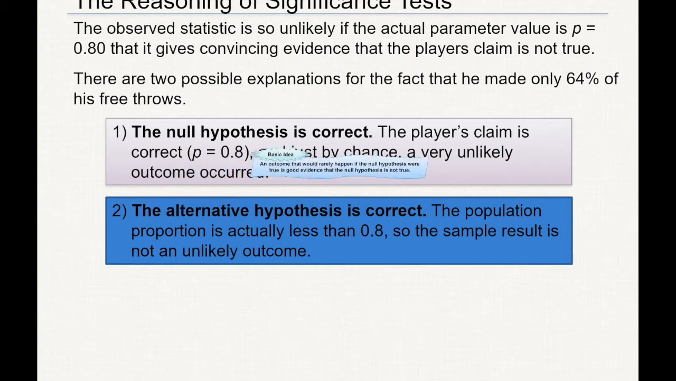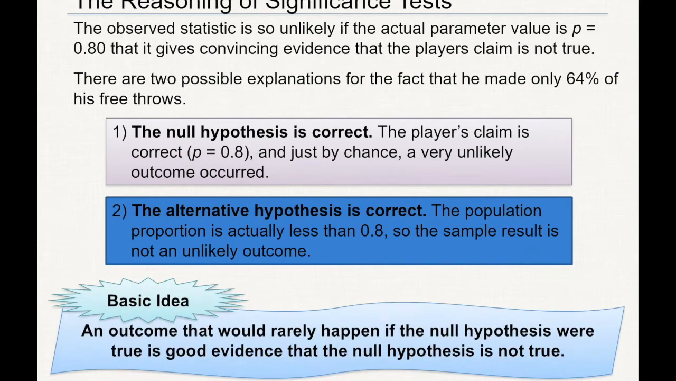Well, when that's the case, we're getting into this idea of statistical significance. You'll remember back in the day when we talked about significance, we referred to it in terms of being so far away from the mean or from the proportion that it could not have happened by chance. Well, when we're talking about it in terms of hypotheses, we use exactly the same language. It would rarely happen if the null hypothesis were true, is good evidence that the null hypothesis is not true.